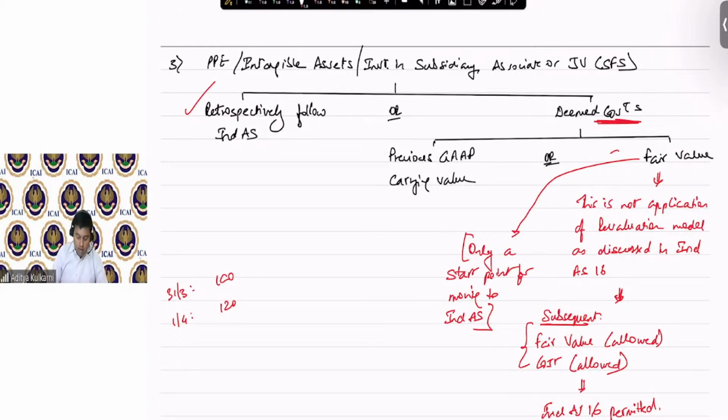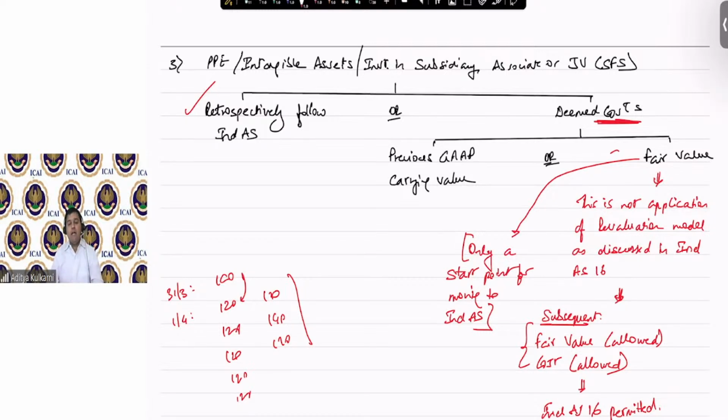Third option is on the date of transition, you revalue this. But it is not a revaluation under Ind AS 16. Don't make a mistake, this is not revaluation under Ind AS 16. This is revaluation for the purpose of adopting Ind AS. After this, if you want to continue 120 as the cost, please continue. Go ahead. There is no problem because this is the application of the cost model. If you want 120 to go to 140, 170, etc., depending on the fair value, please do it. Then in that case, this is known as the revaluation model.